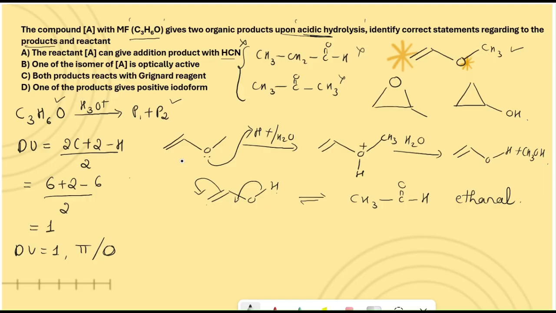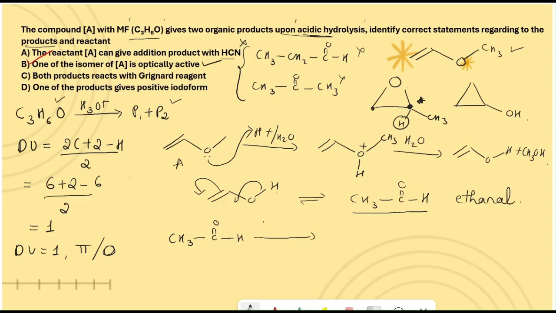Assuming this is our A, does it have any optically active isomer? Not this one, but this one does have a chiral carbon. Look at this: we have methyl, oxygen, a carbon, and of course a fourth atom, hydrogen. Yes, this is a true statement. The correct statement is B also. Now let's check for C. Both the products react with Grignard reagent. They are talking about two products. What are the two products we got? One is acetaldehyde.